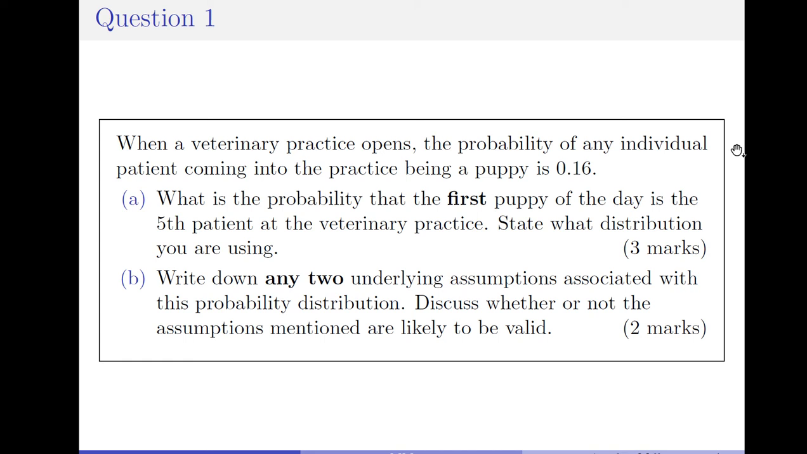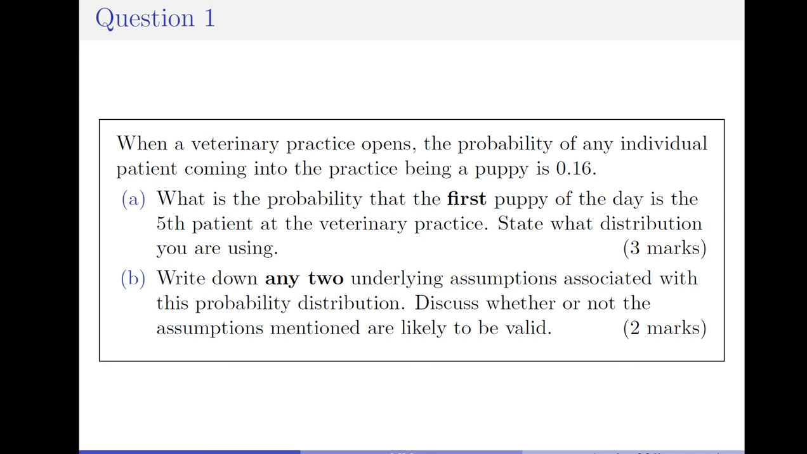When a veterinary practice opens, the probability of any individual patient coming into the practice being a puppy is 0.16. Question 1a asks, what is the probability that the first puppy of the day is the fifth patient at the veterinary practice? State what distribution you are using. And secondly, question B, write down any two underlying assumptions associated with this probability distribution. Discuss whether or not the assumptions mentioned are likely to be valid.